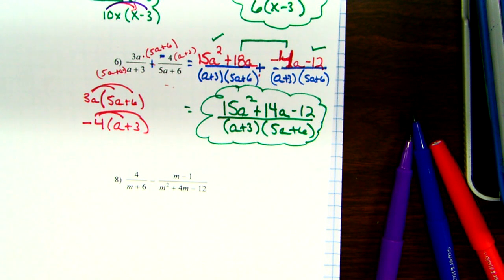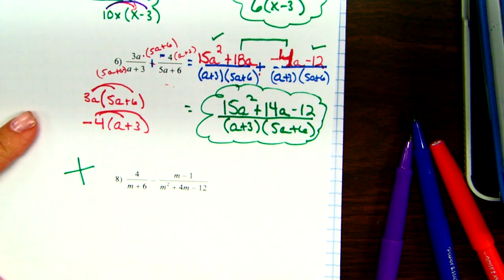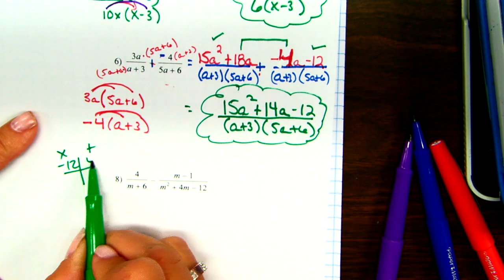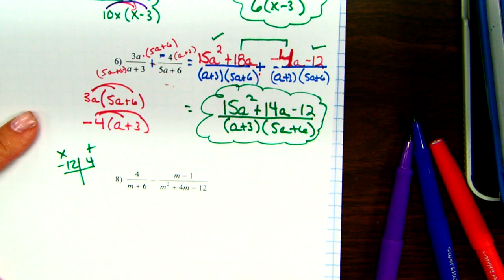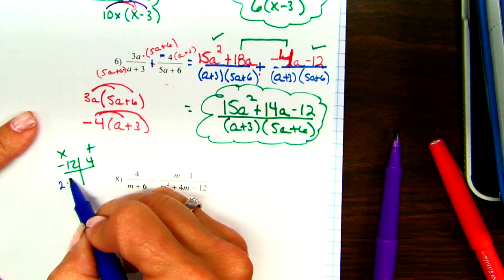Last one. Start with your denominators. Is there anything I can factor? Yes. The second fraction's denominator is one of my chart problems, right? It's a quadratic trinomial. I'm asking myself, what numbers multiply to get negative 12 and add to get 4? 2 and 6 are definitely my numbers.